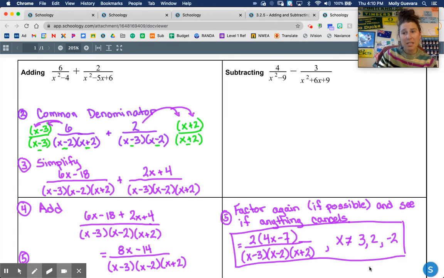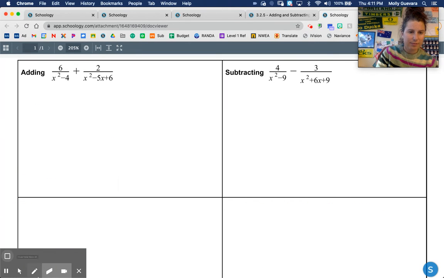So kind of similar to multiplying, dividing, except you have to get that common denominator, and that's really kind of the tricky part here is getting that common denominator. Let's look at example 2, which is all about subtracting.